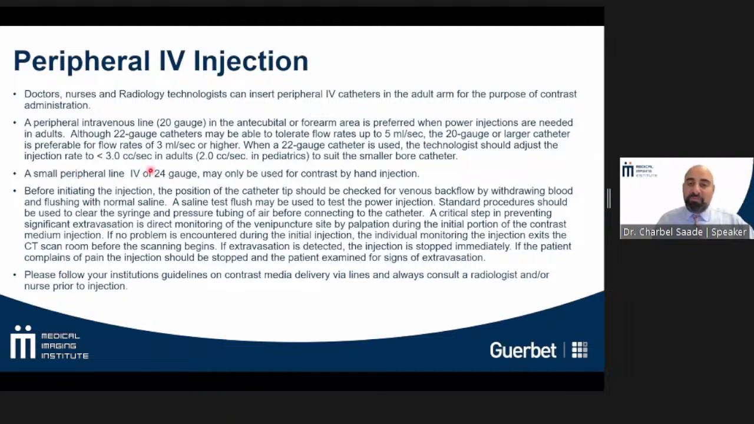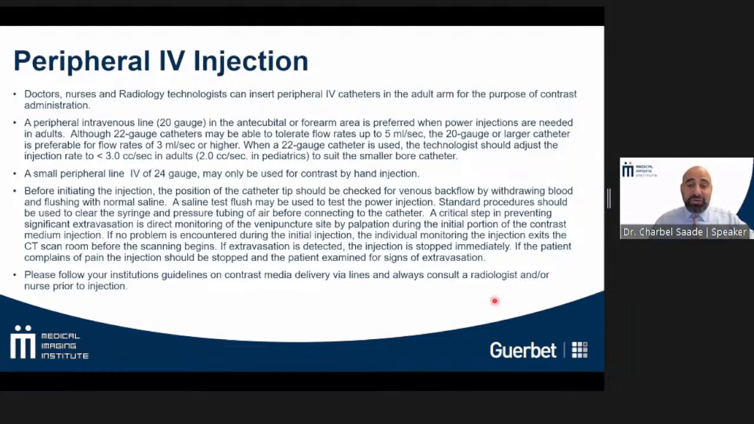If you're looking at a small peripheral line, like a 24 gauge, this can only be used for a hand injection because you can't use a power injector even at a very, very slow flow rate. And of course, before initiating the injection, make sure you get good venous backflow. So you get your needle into the catheter, you draw it back. And this is just for peripheral intravenous lines in your arms. But again, please follow your institution's guidelines on contrast media delivery via lines, and always consult a radiologist or nurse prior to injection.